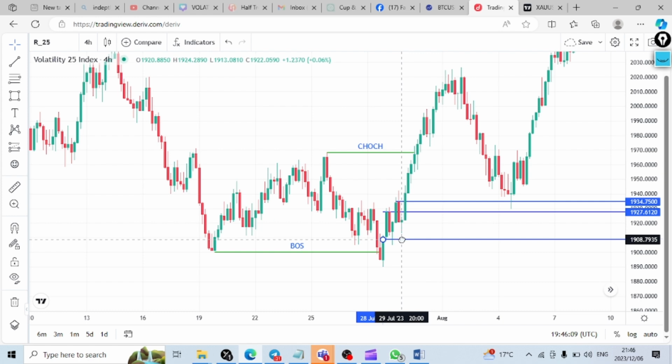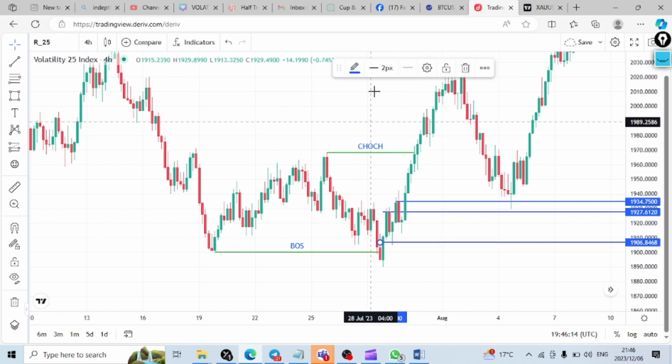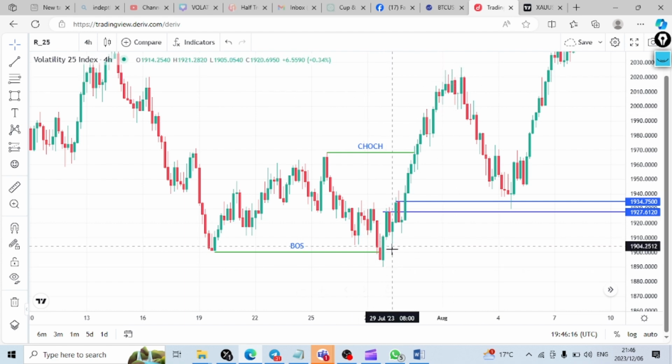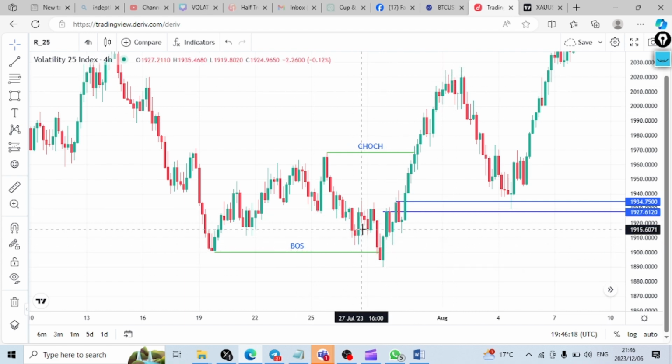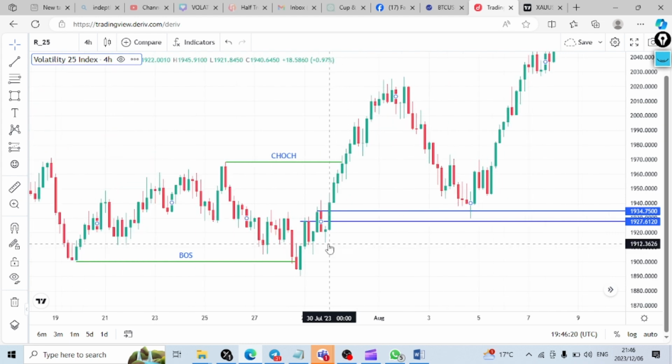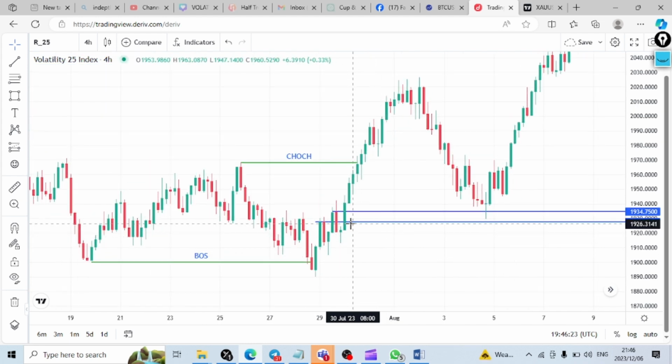So price will never return to that particular level. Why? Because price is balanced. So we take out this one. We can say it is a mitigated order block, or price will never basically come to that particular level. Why? Because there's no fair value gap.